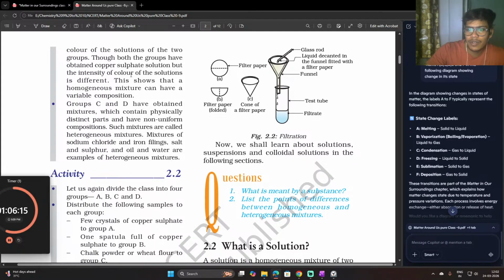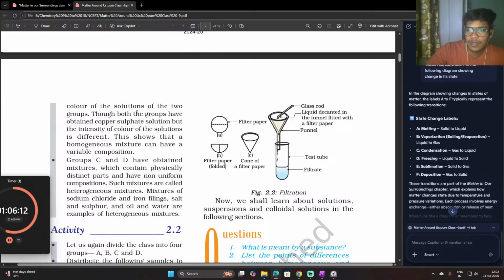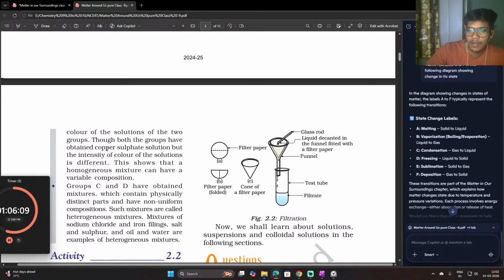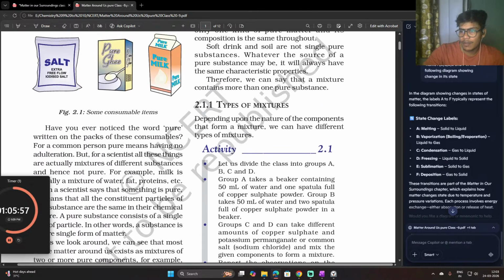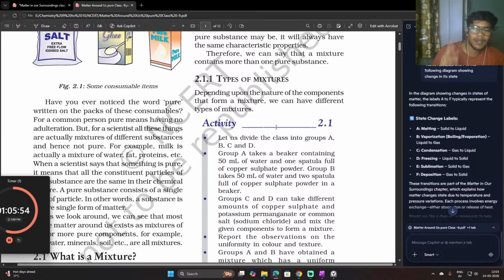The color of the solution of two groups, though both groups have obtained copper sulfate solution, the intensity of color of the solution is different. This shows that a homogeneous mixture can have variable composition. So there are two types of mixtures: one is homogeneous and one is heterogeneous. A homogeneous mixture we call a solution, but heterogeneous are two: one is colloid and one is suspension.